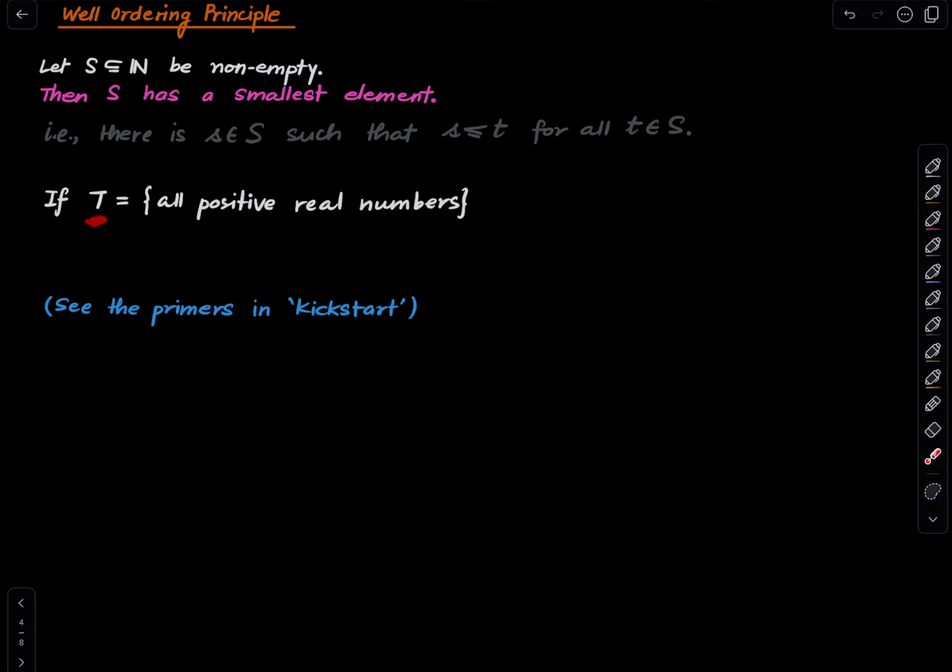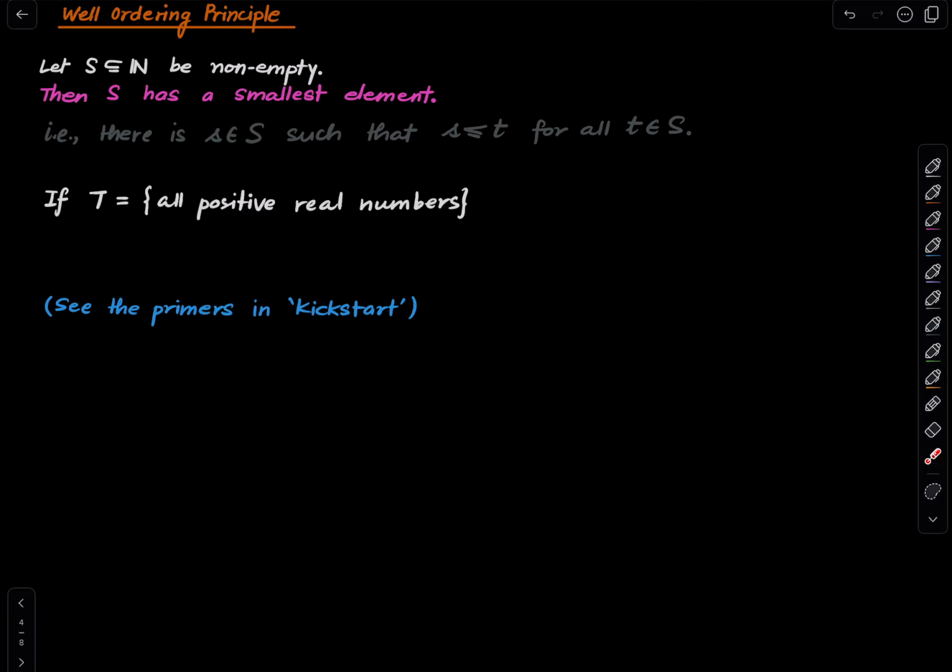Any element you pick here, you can halve it. Suppose somebody produces an element in capital T and claims that it is the smallest element of T. Well, what you can do is divide that by 2, and still that thing is in capital T, and of course it is smaller than little t. Any element of capital T can be divided by 2 to obtain a yet smaller element. So there is no smallest element in capital T.